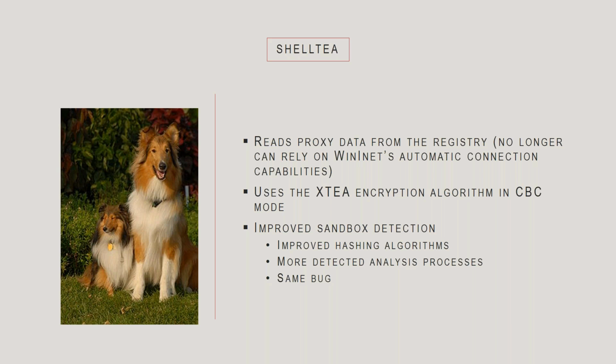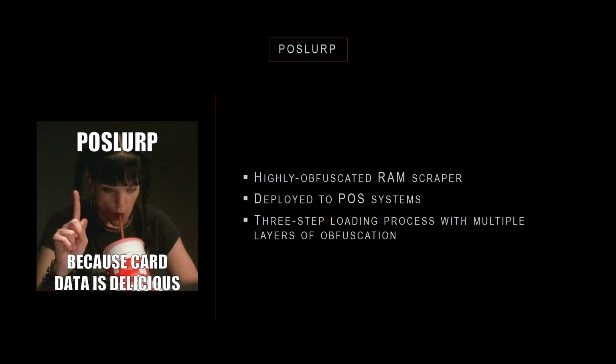All right, so now that the adversaries have access with ShellTea, what they want to do is go get their main target, and that is the point-of-sale systems.